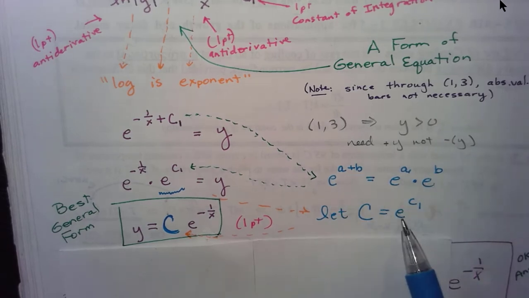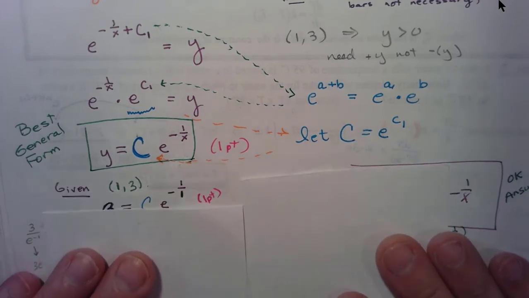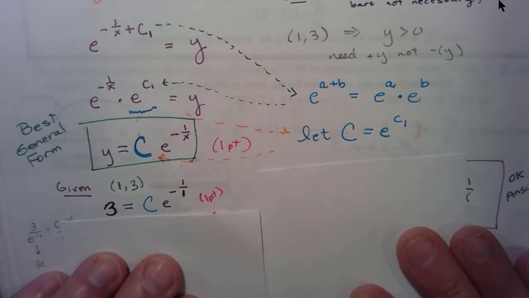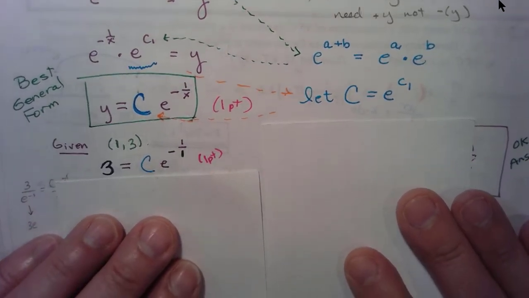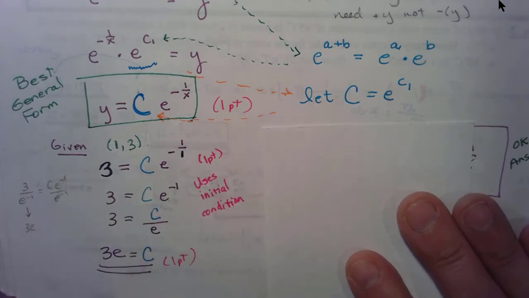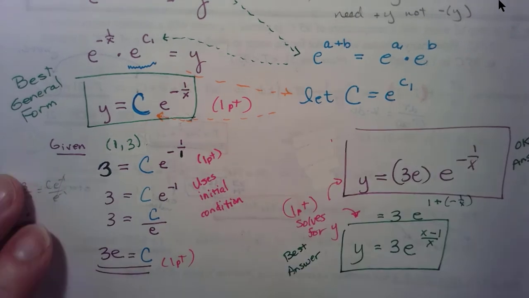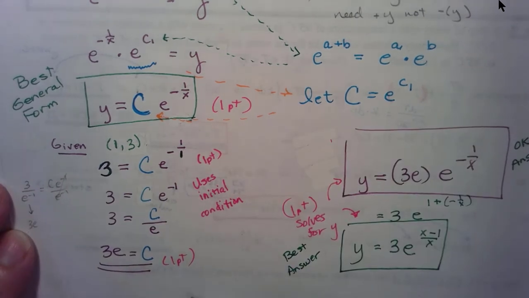We know all this. Now this is your best general form. And now that we have the point 1, 3, we can substitute 1 for x, 3 for y, and we get c to be 3e. So we call this using our initial condition. And then solving for y.